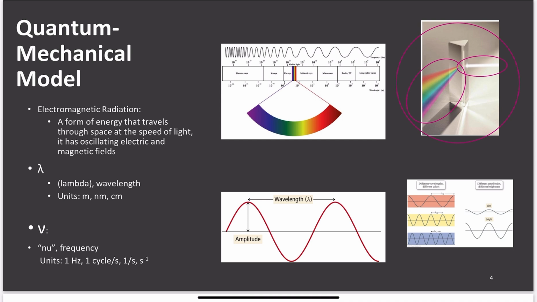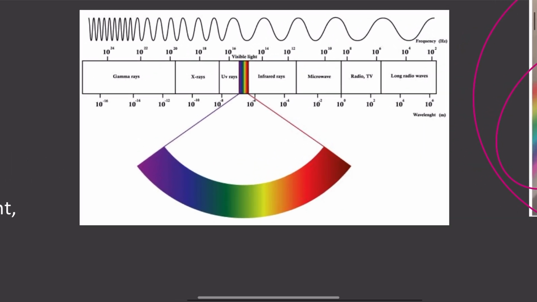Let's talk through here. We've got your electromagnetic spectrum. An electromagnetic spectrum is just showing you your electromagnetic radiation. Electromagnetic radiation is a form of energy that travels through space at the speed of light. It has oscillating electric and magnetic fields. And if you zoom in here, you can see we've got our gamma rays, our X rays, our UV rays.